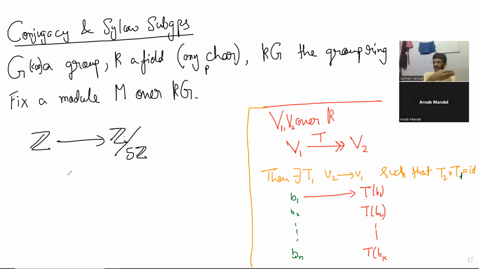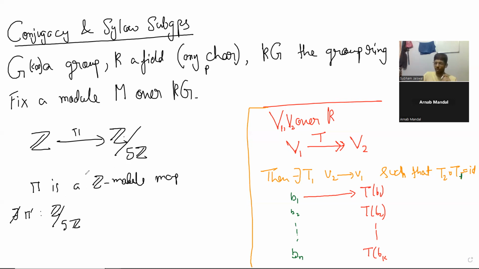But obviously, you don't have any map in the other direction. So you take this map pi, which is a Z module map. Just in place of a field, we are writing Z; in place of Q, we are writing Z. So this is like your T. But there is no pi prime from this, and you can prove this. This is a 5-element set, so you can prove there is no map to Z. In fact, there is no map other than the zero map. So forget about composition being identity, there is no map like this other than the zero map.